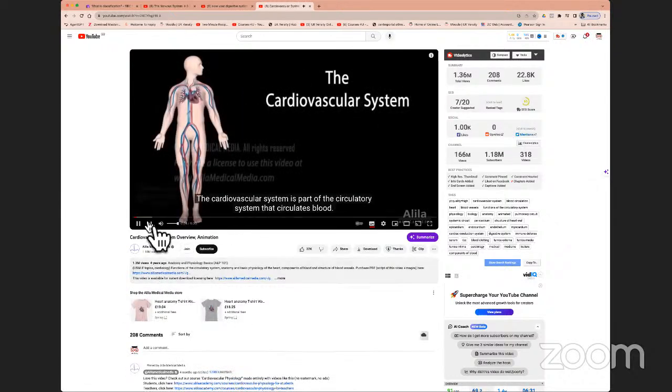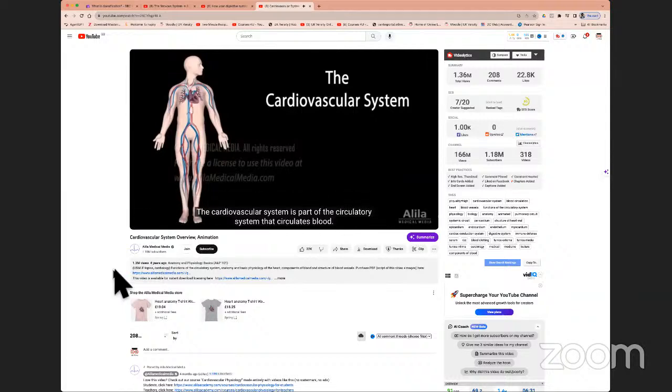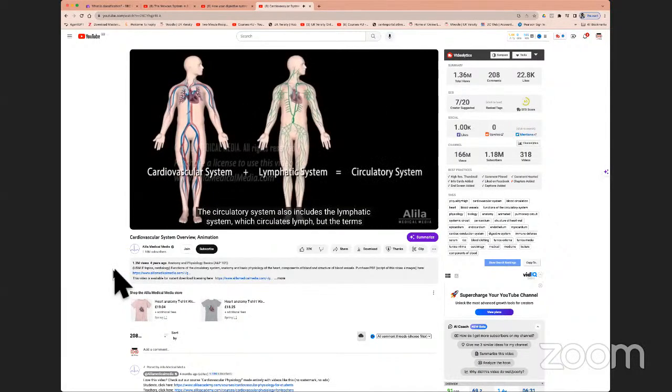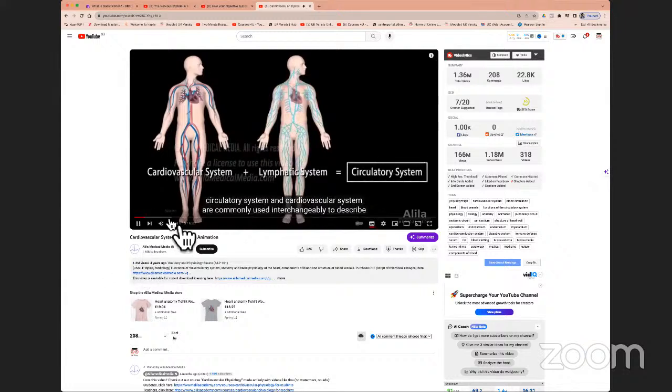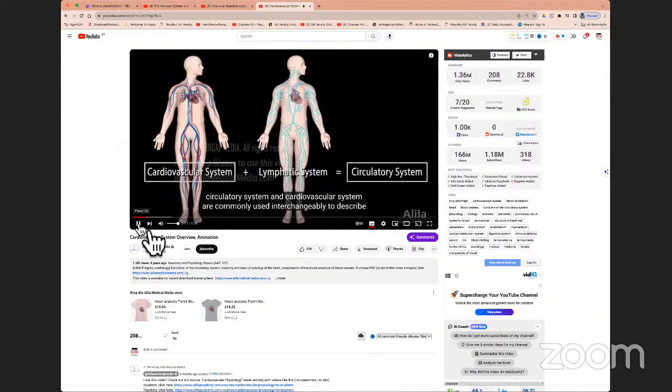The cardiovascular system is part of the circulatory system that circulates blood. The circulatory system also includes the lymphatic system, which circulates lymph. But the terms circulatory system and cardiovascular system are commonly used interchangeably to describe blood circulation.